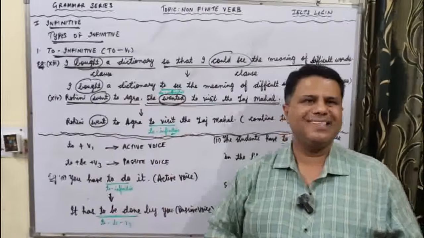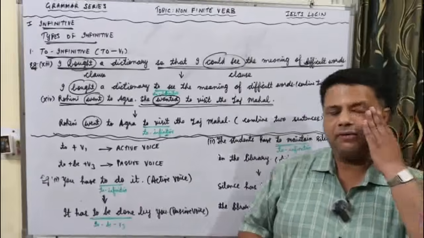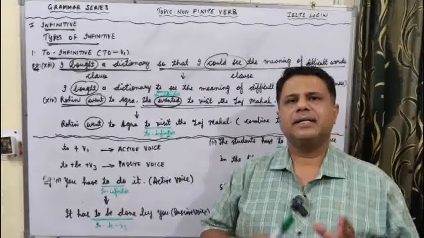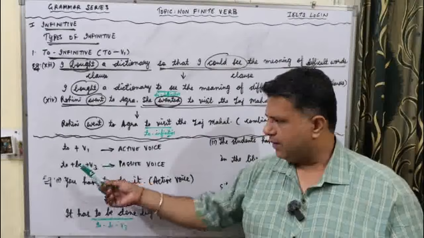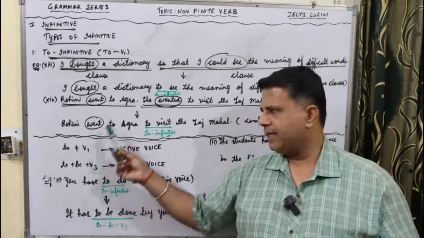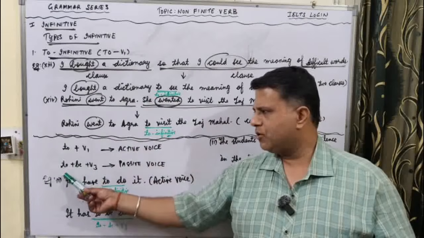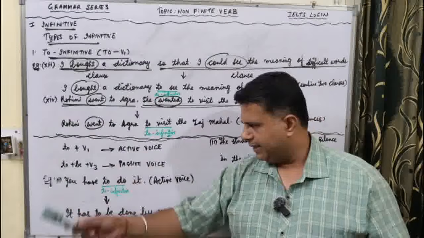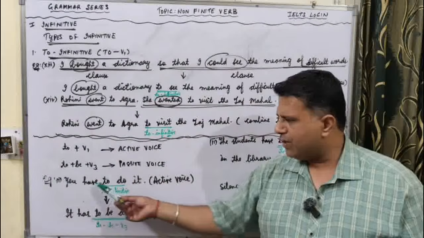We will discuss all these things in detail when we do the topic of active passive voice. I am just giving you the hint here. So to plus first form of the verb if the subject is there in the beginning, to plus be plus third form of the verb if the object is there in the beginning. Let's see the examples. You have to do it.